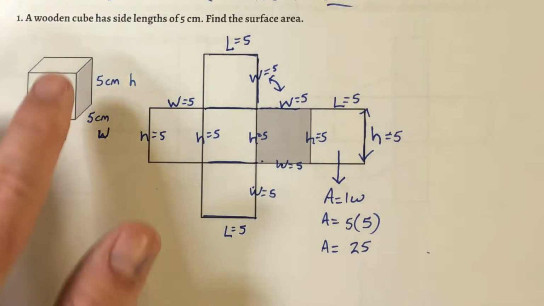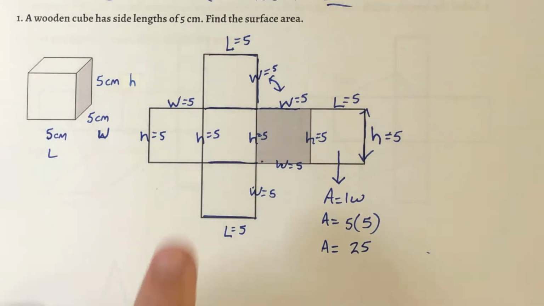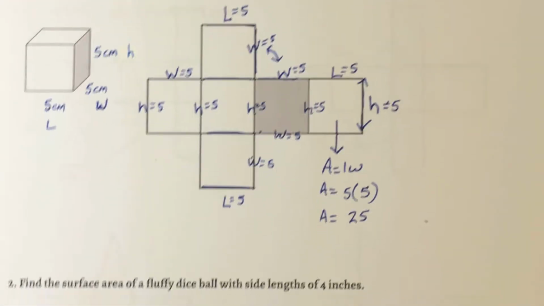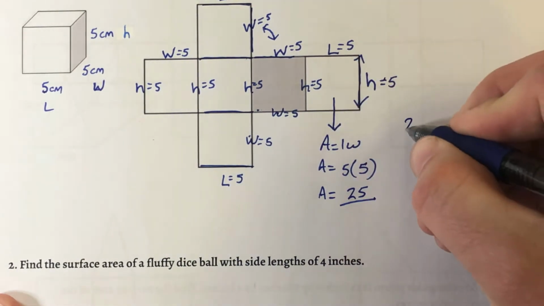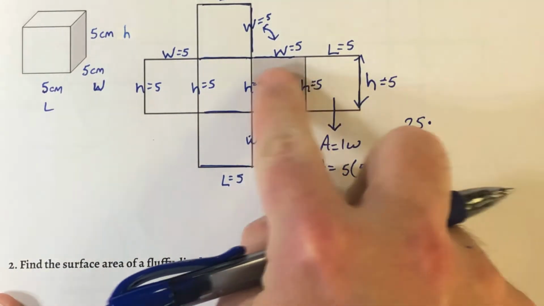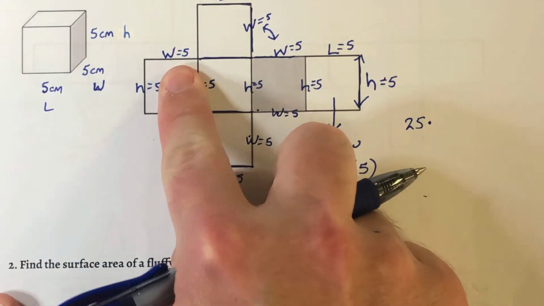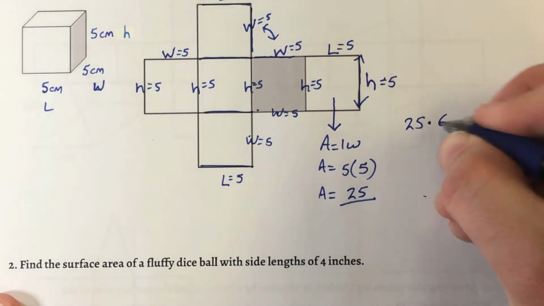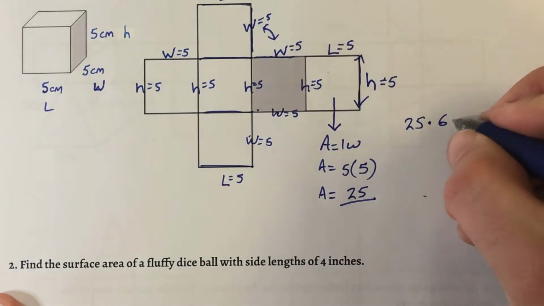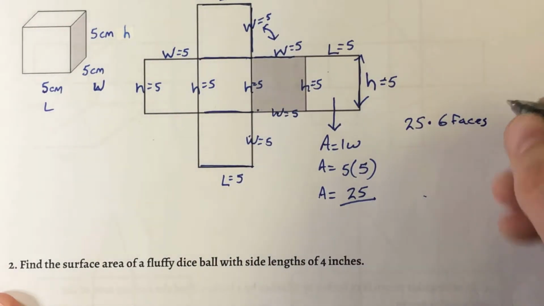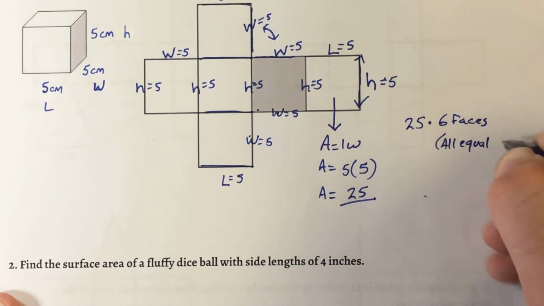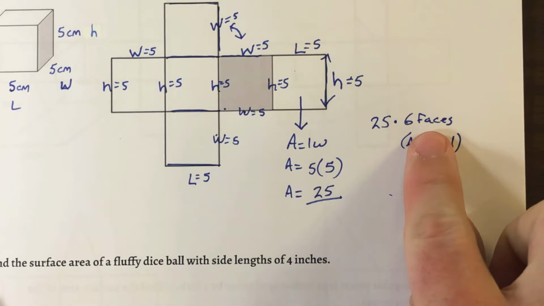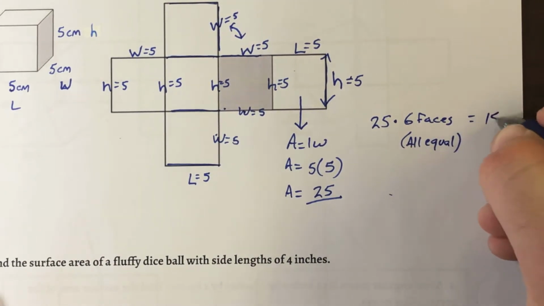Now, typically, you would then find the area of each individual other piece before adding them together. But a characteristic of cubes is that they're made up of 6 identical squares. So there is a shortcut. What is my shortcut? It is to take the area of one face, one square, and multiply it by how many there are, because they're all the same. They're all 25. So I'm going to do 25 times 6 faces. And I can do that because they're all equal. If they're not all equal, don't do it. So 25 times 6 is 150.